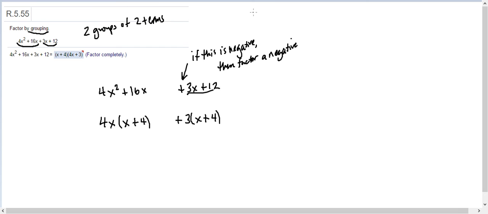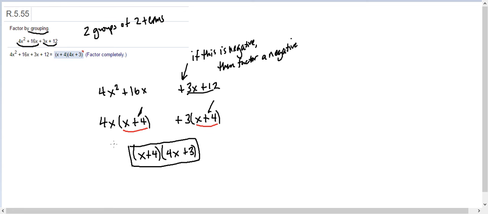Alright, so now what we realize is that in this first group I have factored out an x plus 4, and in this second group I factored out x plus 4. So therefore I can bring x plus 4 from this term here, and I'm left with 4x. And when I take x plus 4 from this term, I'm left with plus 3. And then that's how we get the final answer, which is showing right here.